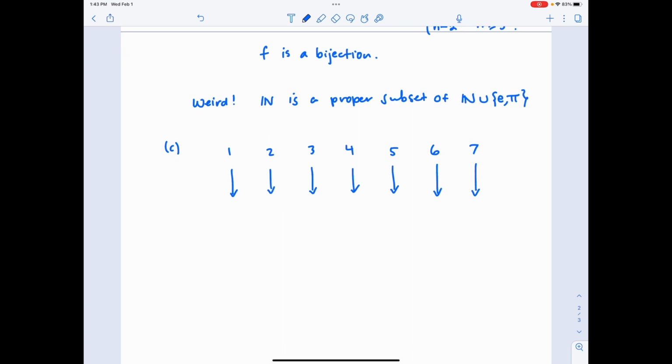Now, I'm not able to just enumerate all the positive integers first and then label the negatives, because I never finish labeling the positive integers. I'd never get back to labeling the negatives. So I have to shuffle them together. So the first thing I'm going to do is take 1 and send it to 0, because 0 is sort of the odd man out.